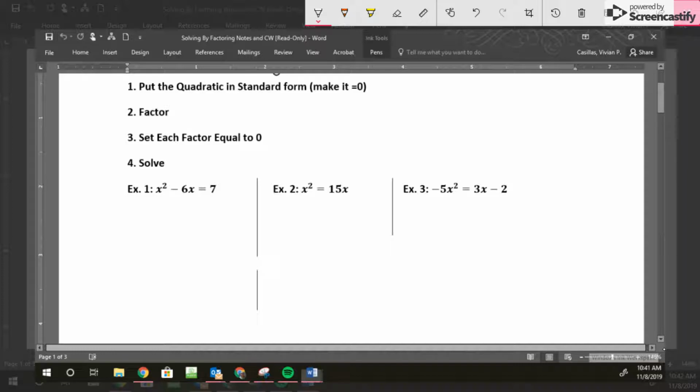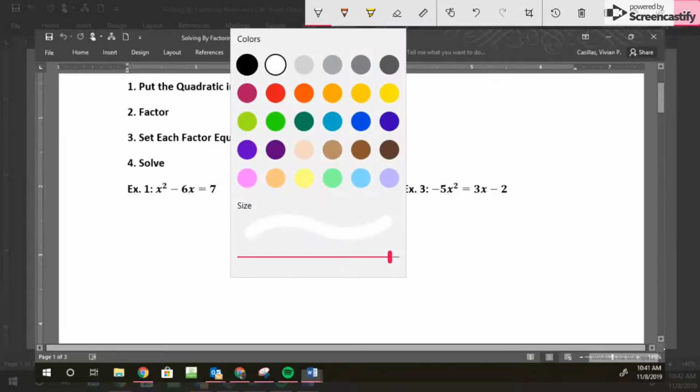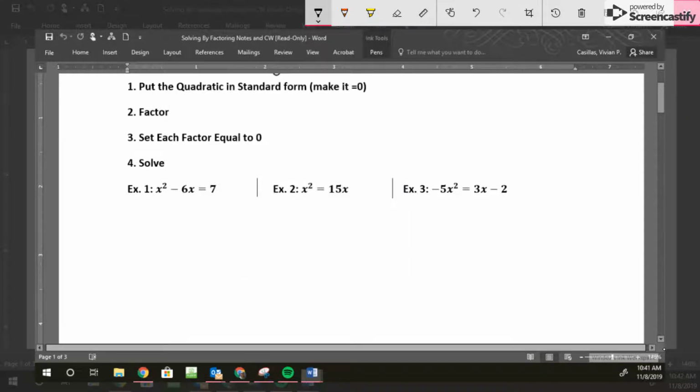I'm just erasing to give myself some space, but I'm going to be doing these 3 problems all over again so that you can see and hear what I did and why I did it. In the first problem, it is not in standard form. It is equal to 7. So your first step would be to subtract 7 from both sides. And you'll have x squared minus 6x minus 7 equals 0.